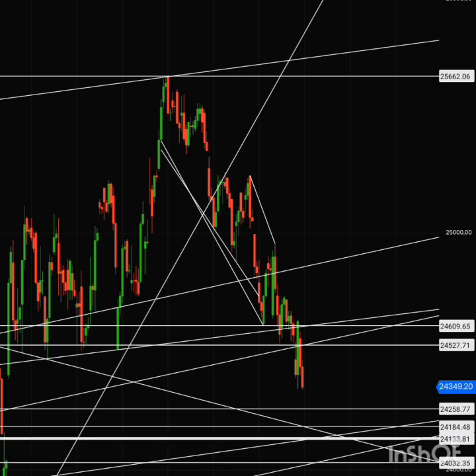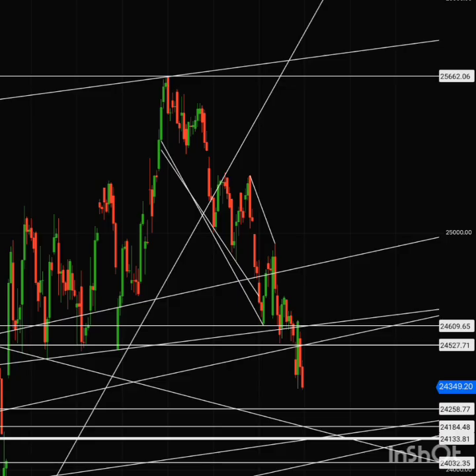In my previous video I already mentioned that if we close below the 24,600 range, then we will have a downside target around 24,380. Then this can move towards the 24,140 or 130 range. So we have already moved downside half of the way.